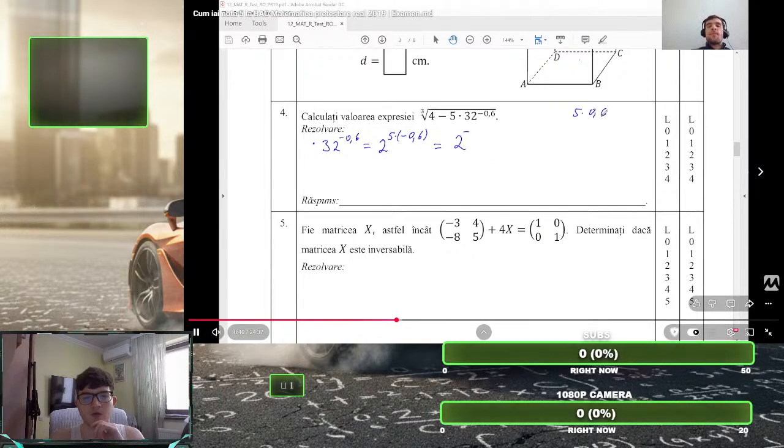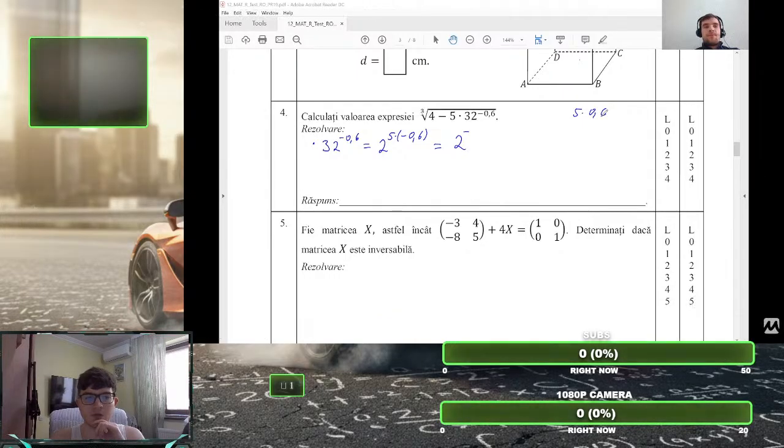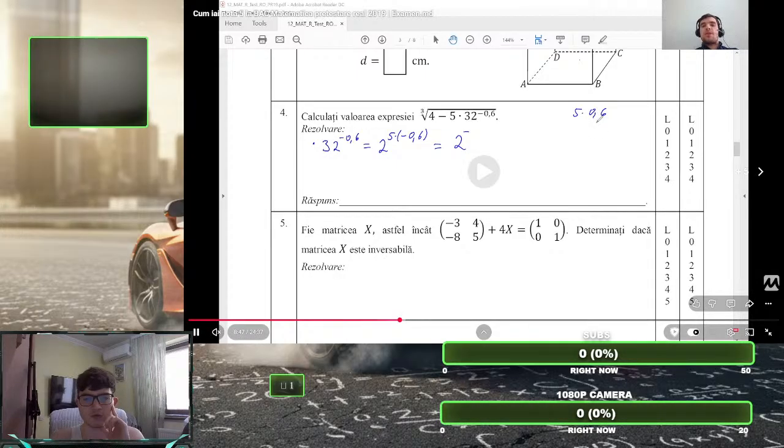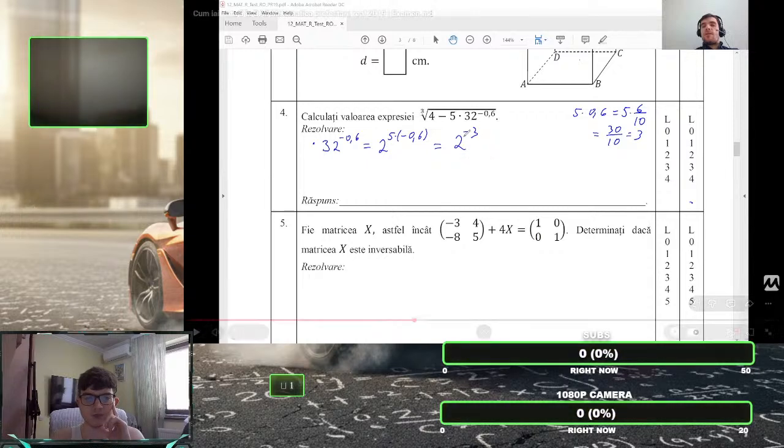Okay, so you can actually multiply by this decimal, and you will have 2 to the power minus 3. So how much is that? That is 1 divided by 8. But should I write down 1 divided by 8? Anyway, you have minus 3 right there.